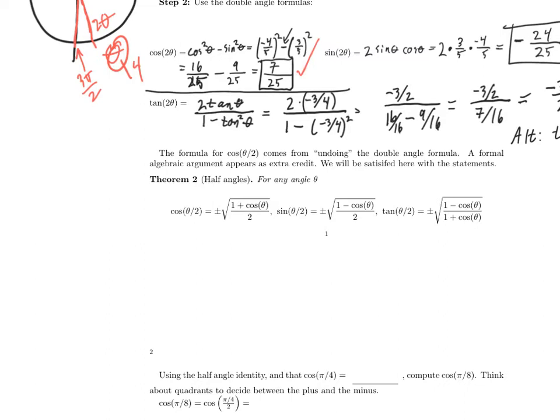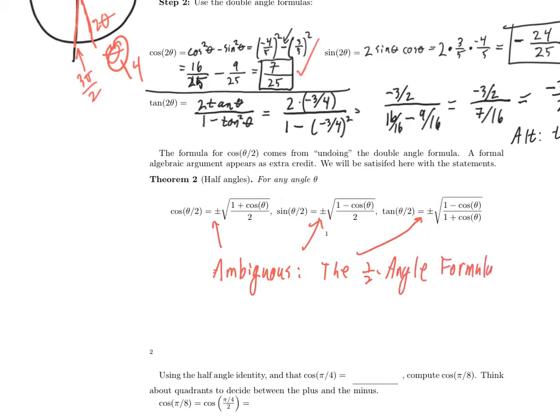So, there's one ambiguity you see immediately. There's this plus or minus. The half-angle formula can't tell if these are positive or negative. And we'll see why that is in a little bit. But for now, let's move on to just how do you use these formulas.